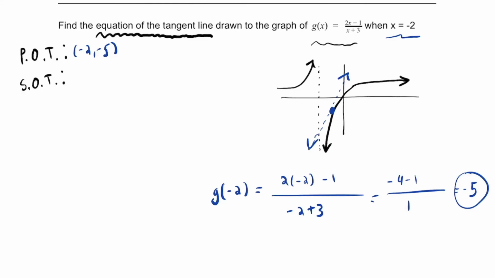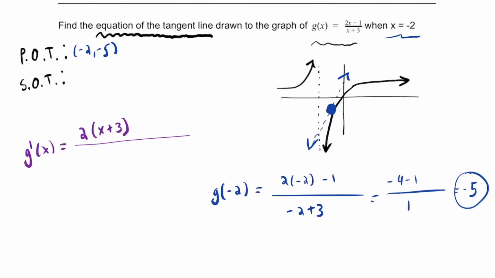So we know that this tangent line touches g of x, right? It isn't g of x, it's a tangent line to g of x at -2 comma -5. So I have a point. I also need a slope. To find the slope, I need to do g prime of x using the quotient rule. And so when we do the quotient rule, I'm going to do this one just straight out, right? f prime, the derivative of 2x minus 1 is just 2. g, well, that's just the denominator, x plus 3.